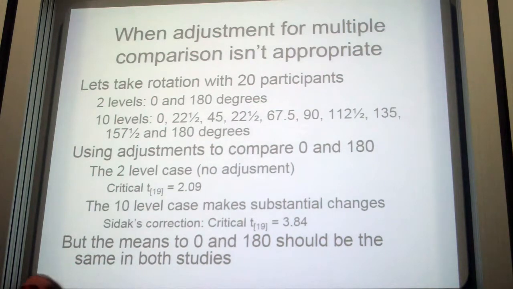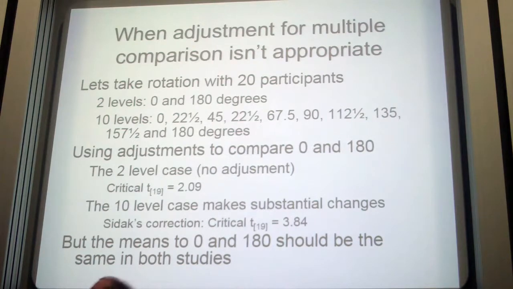With the 10-level case, if we use Sidak's correction, slightly less extreme, slightly less conservative than the Bonferroni one, that t value goes up to 3.8. So that's saying that if we make this correction, just because we've tested intermediate values, we now need to have a difference which is 1.8 more standard deviations. It doesn't make sense to do that, because the means in the 0 and 180 should be the same.